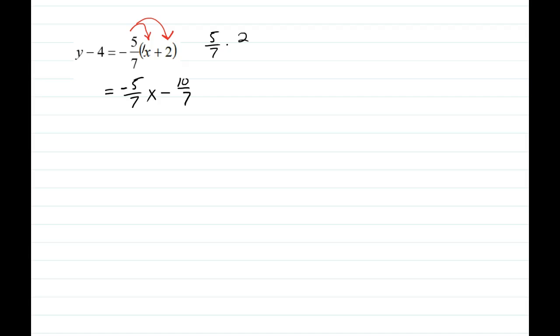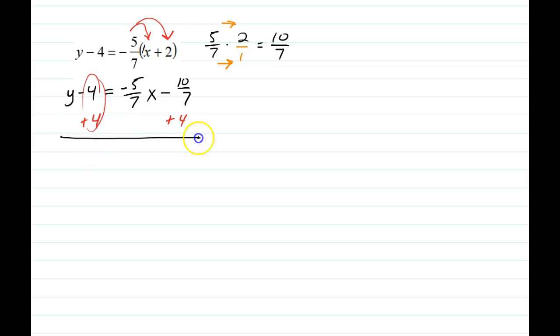So now let's look and see how the calculator got that answer. Like we did before, that 2 is really over 1. And when you multiply, you just multiply straight across. So 5 times 2 is 10, and 7 times 1 is 7. Now I'll bring down the left side, the y minus 4. And now we add 4 to both sides. So this gives us a 0. So we have y equals negative 5/7 x.